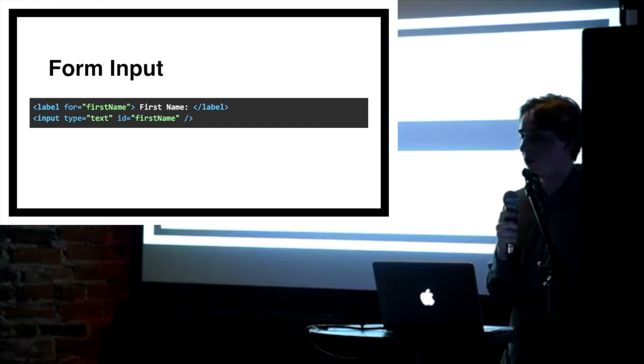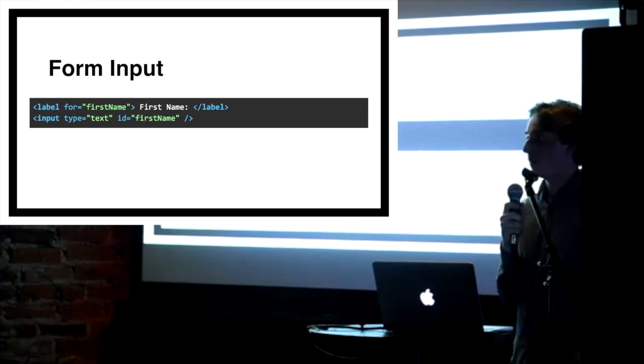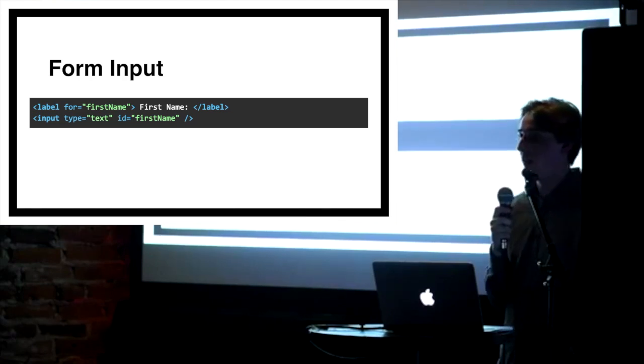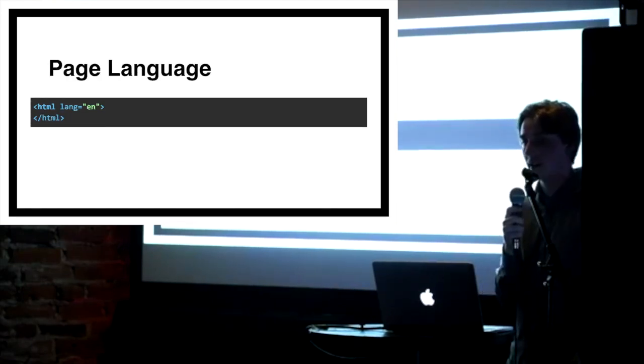Form inputs are also super important. Sometimes you can add a visual cue there, but it needs to be programmatically set for screen reader users. To do that, we add a for attribute and match it up with the ID of the input that we're trying to label.